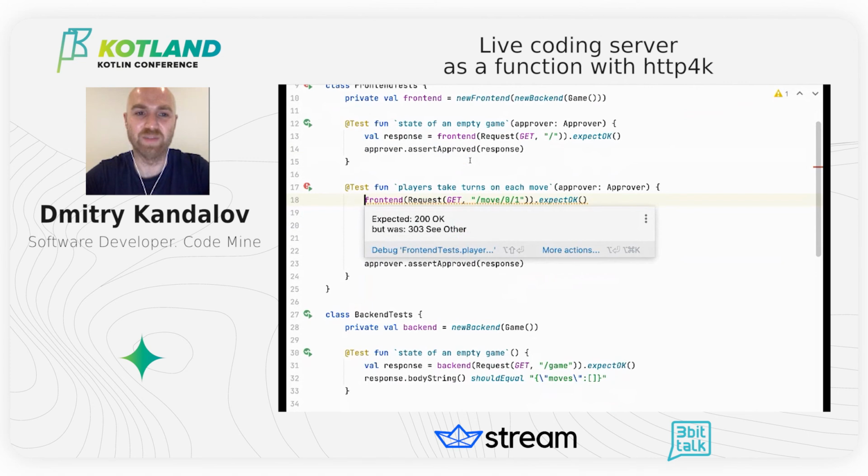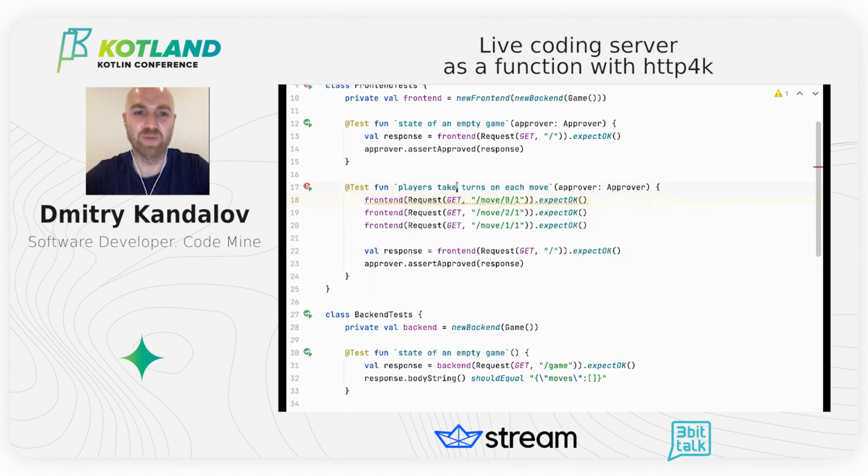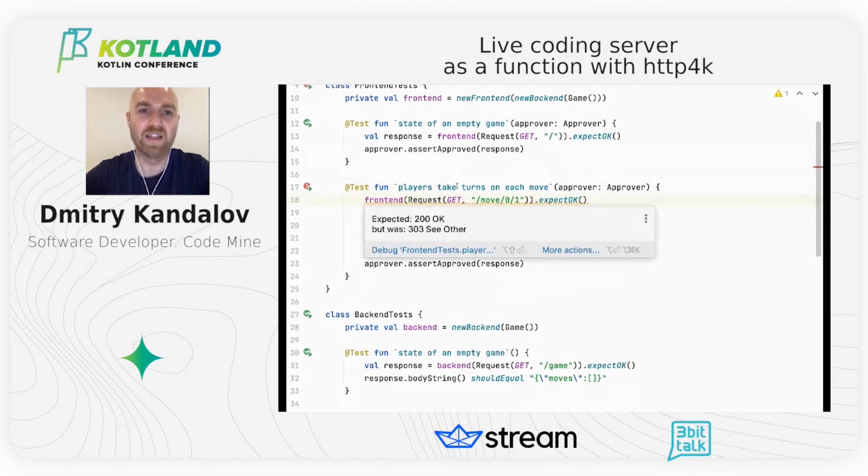And it was like 303, see other. The reason is that all we're doing here, we just call in functions, and they don't do automatic forwarding. So to do that, what we can do, we can have client filters. We can add the filter which will do forwarding for us, and we can define this filter called follow redirect, and we can wrap it around our client and test. So now we should get all the redirects working.